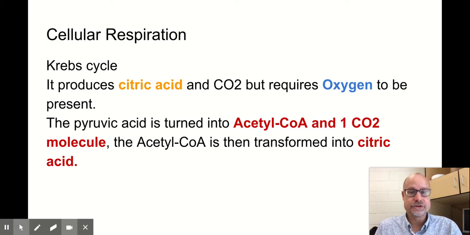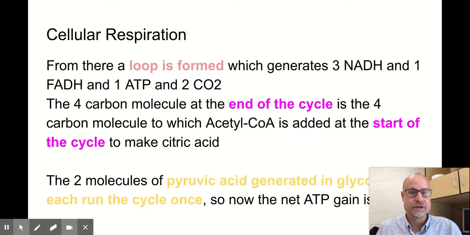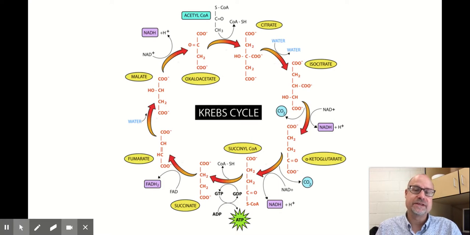Sometimes it's also called the citric acid cycle, which I've got in orange because oranges and citric acid is cool. Basically, it produces citric acid and carbon dioxide, but it requires oxygen. So for the Krebs cycle to happen, you've got to have oxygen. And essentially what happens in it, oh my goodness, here's another one of these great big circle things. But if we break it up and look at it, we'll see what is going on here.